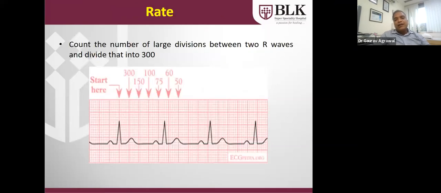How do we calculate the heart rate? The simple formula is just to count the big boxes. This is a big box. 1, 2, 3, 4, almost 4.5 big boxes are there between two RR intervals. Divide 300 by these 4.5 boxes. It will constitute around 70 to 80 heart rate. So just divide 300 by the number of large boxes. This is a simple method.